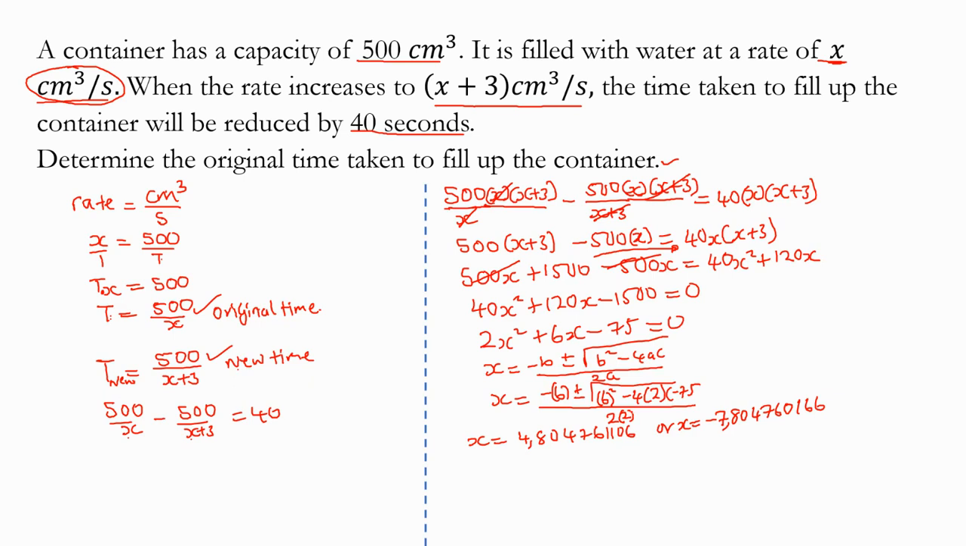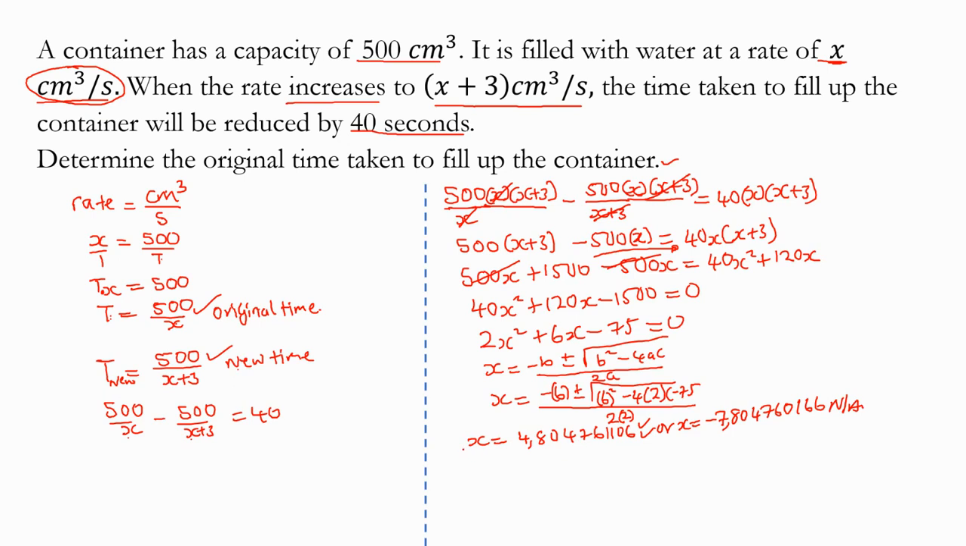Which x value do we take here? We take the positive one, because it says when the rate increases, so the rate is positive. We discard the negative one.